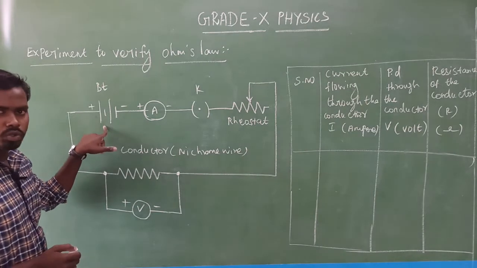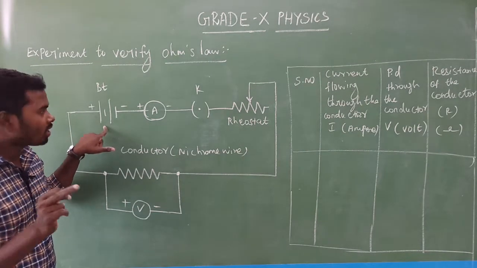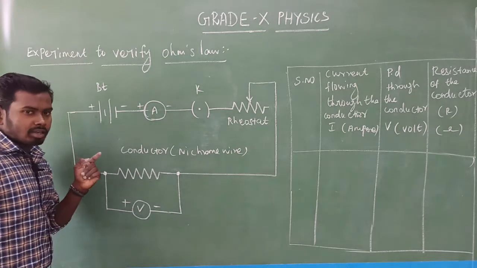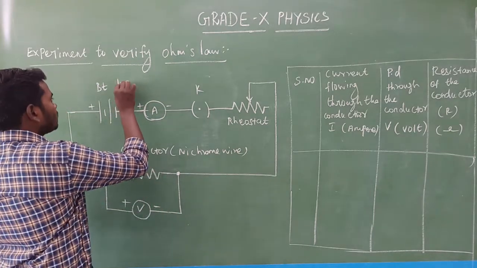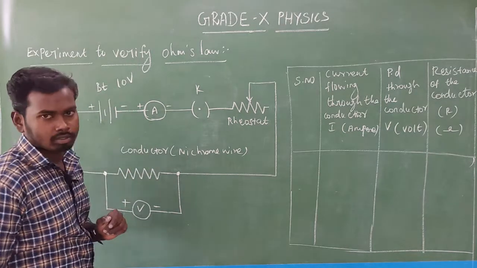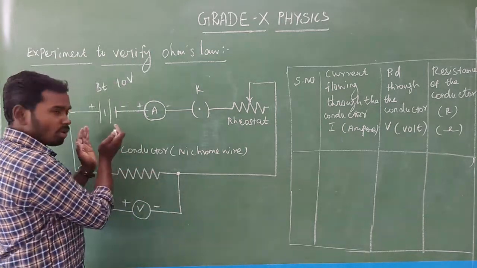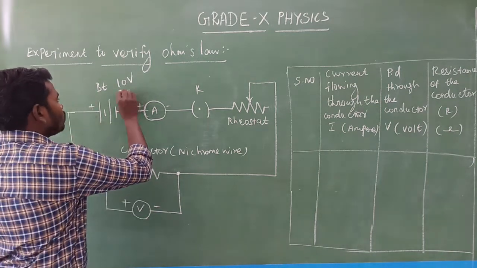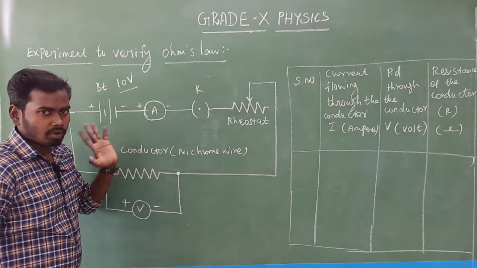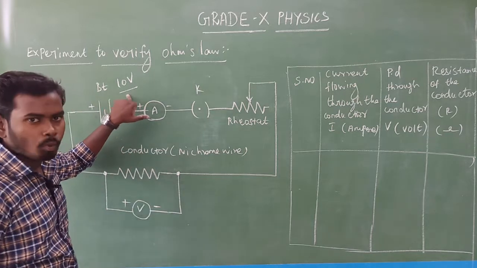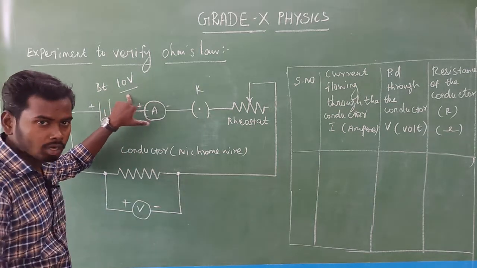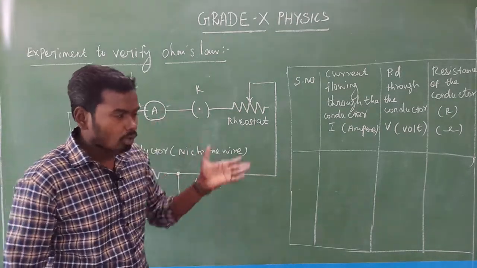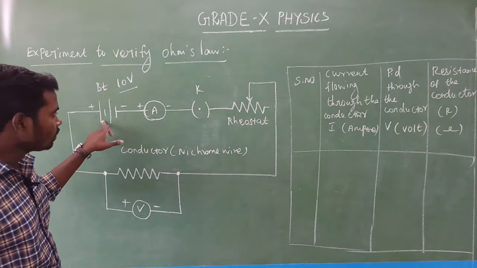This battery is used to produce potential difference. Am I right? Battery is a main power source. In that battery, you set, for example, 10 volt potential difference. In the circuit, how much potential difference is flowing through it? 10 volt. Is it clear?